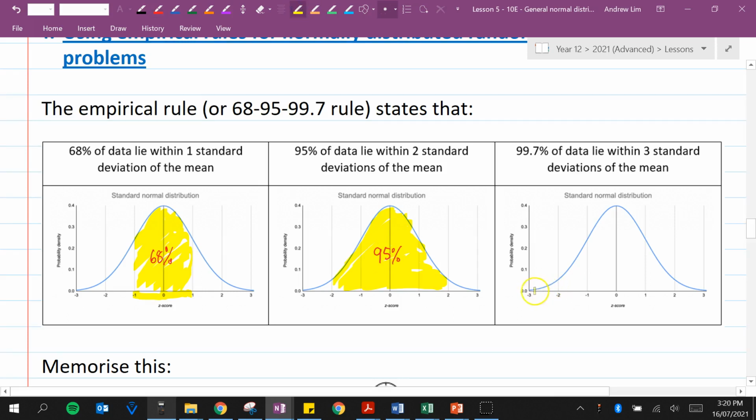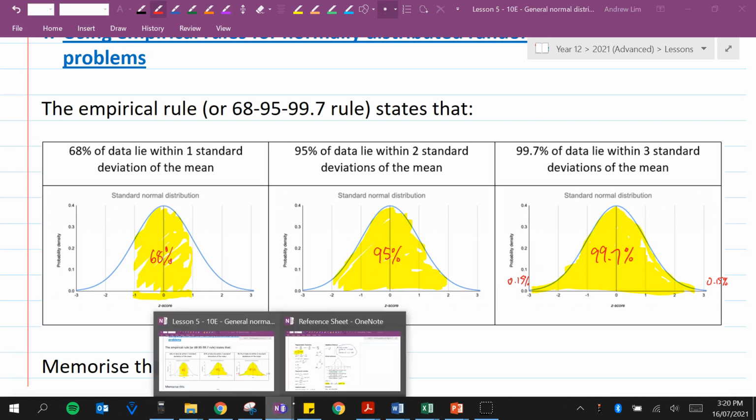And 99.7%, if I were to do that, of the scores lie within 3 standard deviations of the mean. So there's still 0.3%, so that means 0.15% lie above 3 and 0.15% lie less than -3.